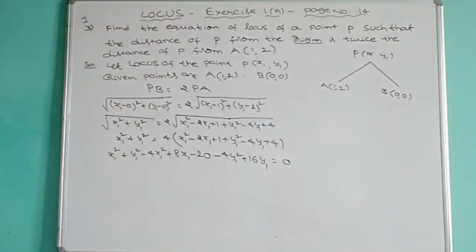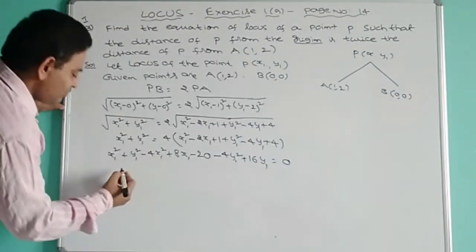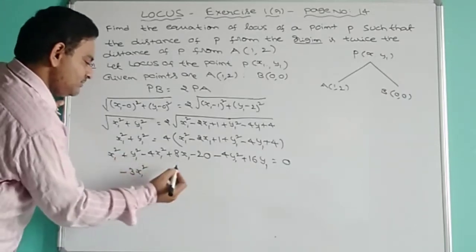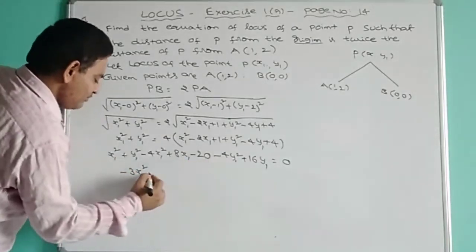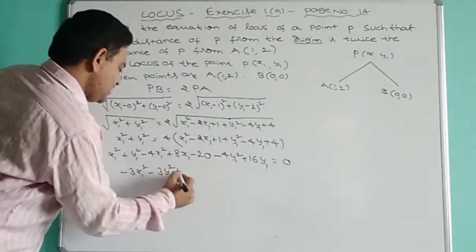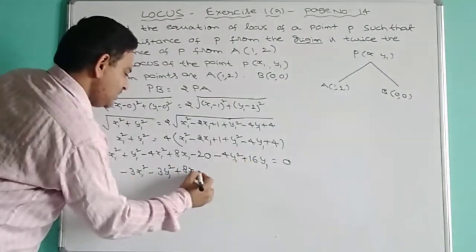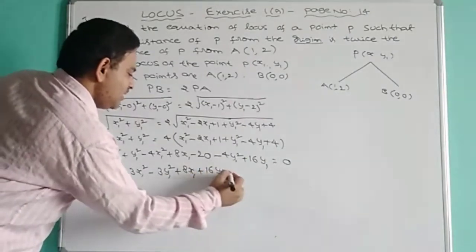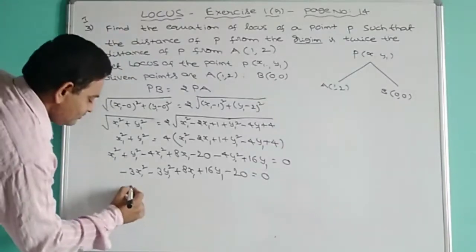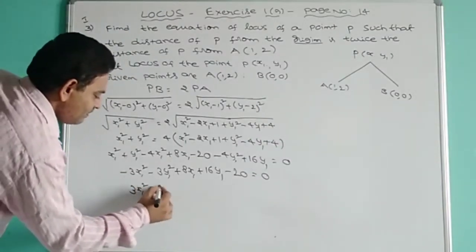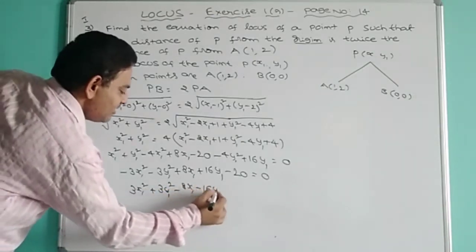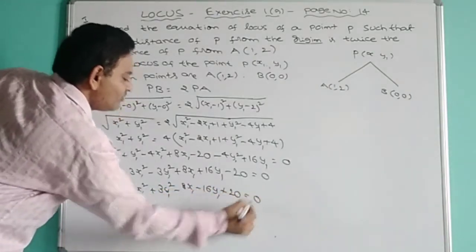Simplify the equation. x1 square minus 4x1 square is minus 3x1 square, y1 square minus 4y1 square is minus 3y1 square, plus 8x1 plus 16y1 minus 20 equals 0. If you take minus common, 3x1 square plus 3y1 square minus 8x1 minus 16y1 plus 20 equals 0.